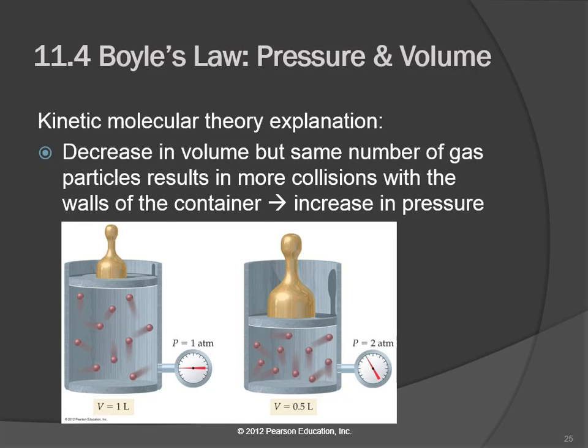So what are these gas particles doing? These gas particles are running into the walls of the container, which causes pressure. If you cut the volume in half, but the number of gas particles is the same, and the temperature is the same, they're moving at the same velocity, they're going to run into the walls more often, right? Because it's a smaller container. Running into the walls more frequently means more pressure. So you reduce the volume, it increases the pressure. Does that make sense?